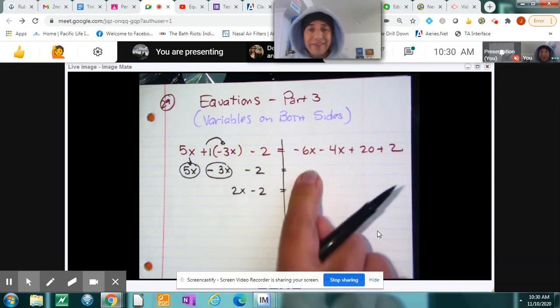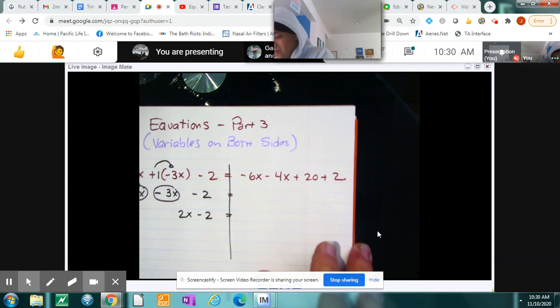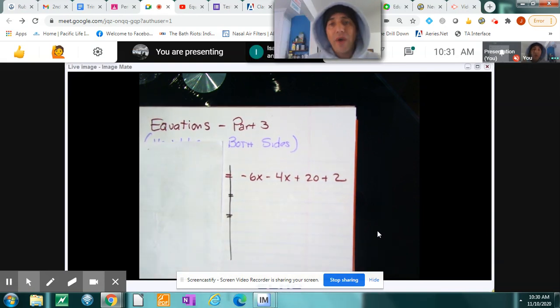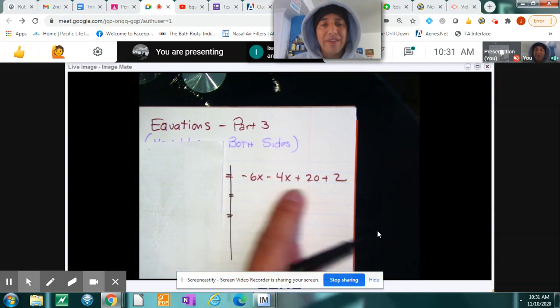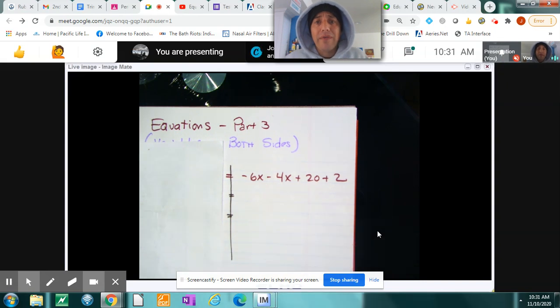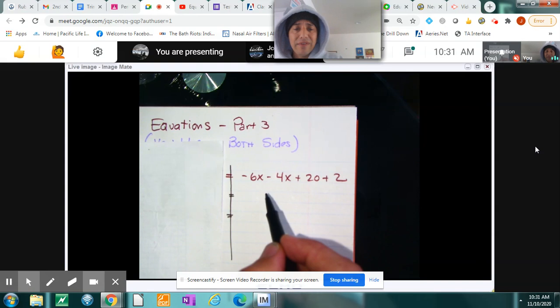Now on the right side, let's go to the right side. Let me take this out. Do I have a multiplication? Do I have a parentheses on this side? No, so I don't multiply, right? So what's the next thing we do? Combine like terms, right? So let's see. What can I combine on this side?